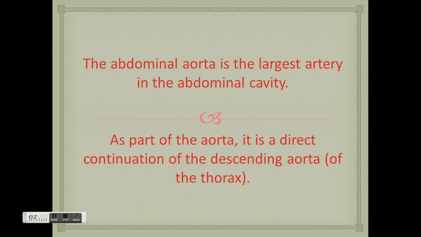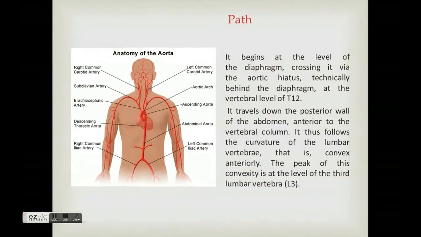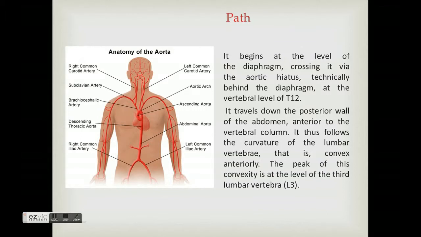Part of the aorta. It is a direct continuation of the descending aorta of the thorax. It begins at the level of the diaphragm, crossing it via the aortic hiatus, technically behind the diaphragm at the vertebral level of T12. It travels down the posterior wall of the abdomen anterior to the vertebral column, and thus following the curvature of the lumbar vertebra that is convex anteriorly.